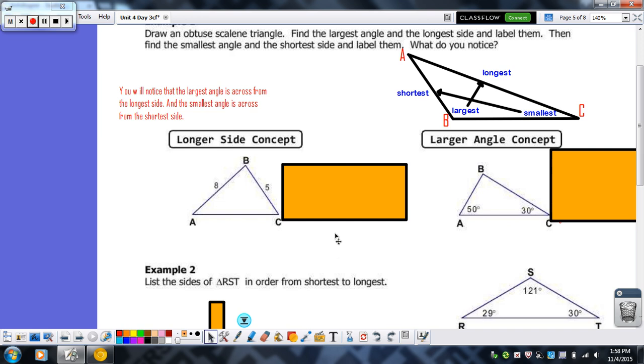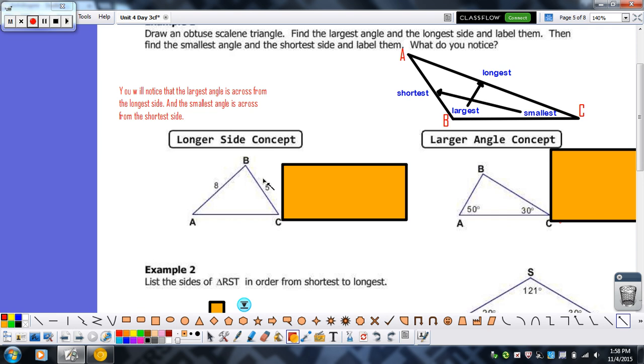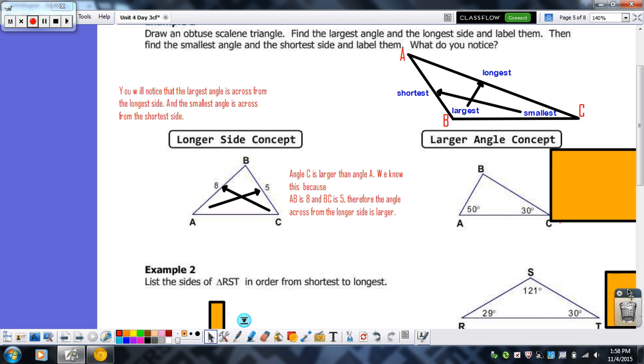Using the longer side concept, we can determine which angle is going to be larger. If we're looking at this picture, side AB is 8 and side BC is 5. With this in mind, we know that the angle across from the larger number is going to be a larger angle. Across from 8 is C, and across from 5 is A. Using this, we know that angle C is going to be larger than A.